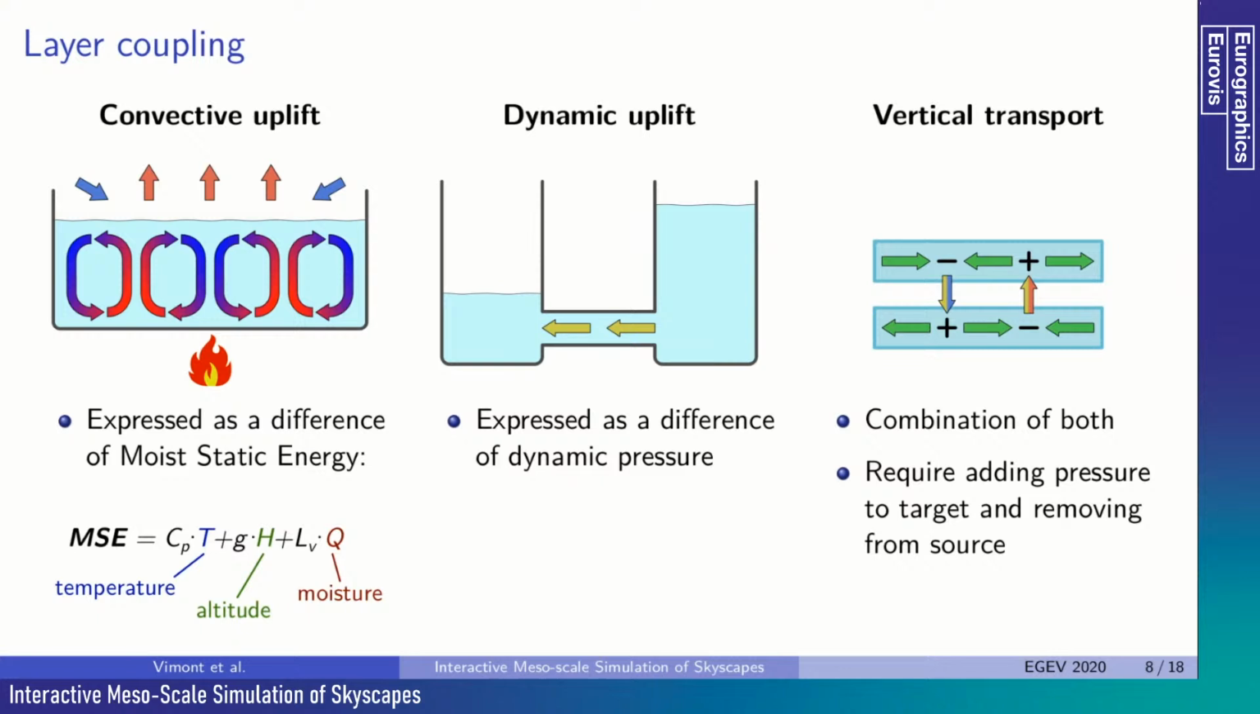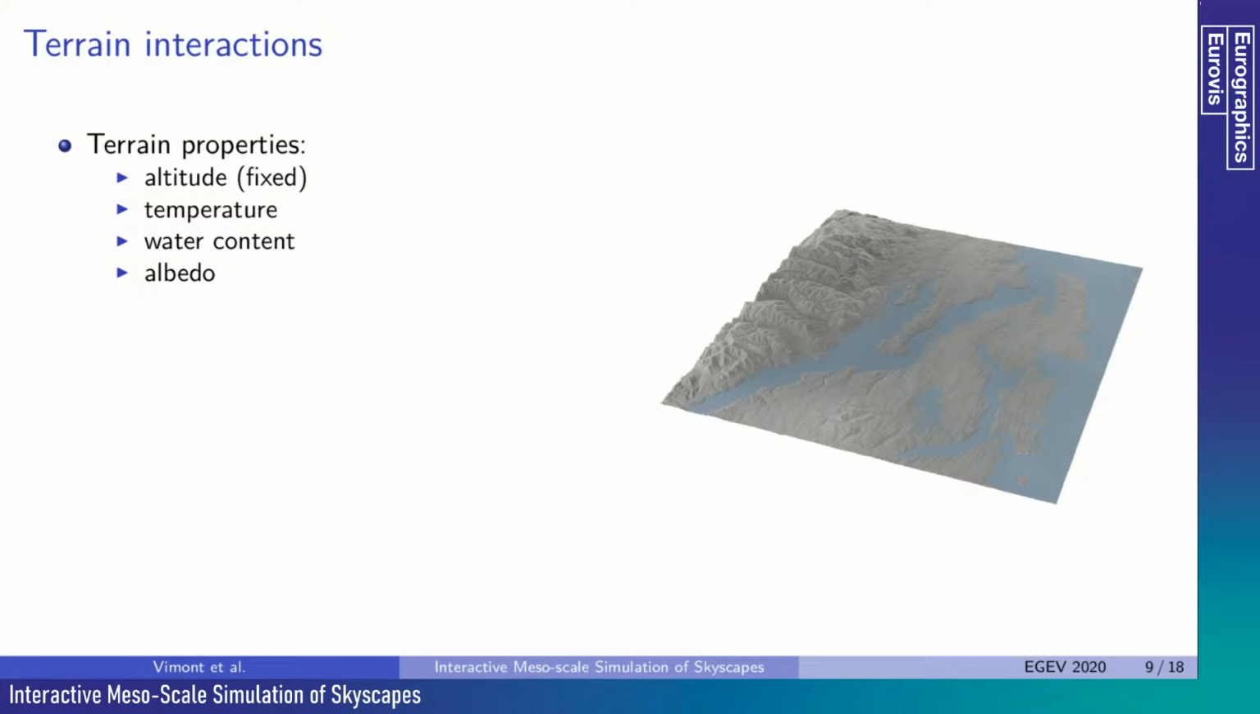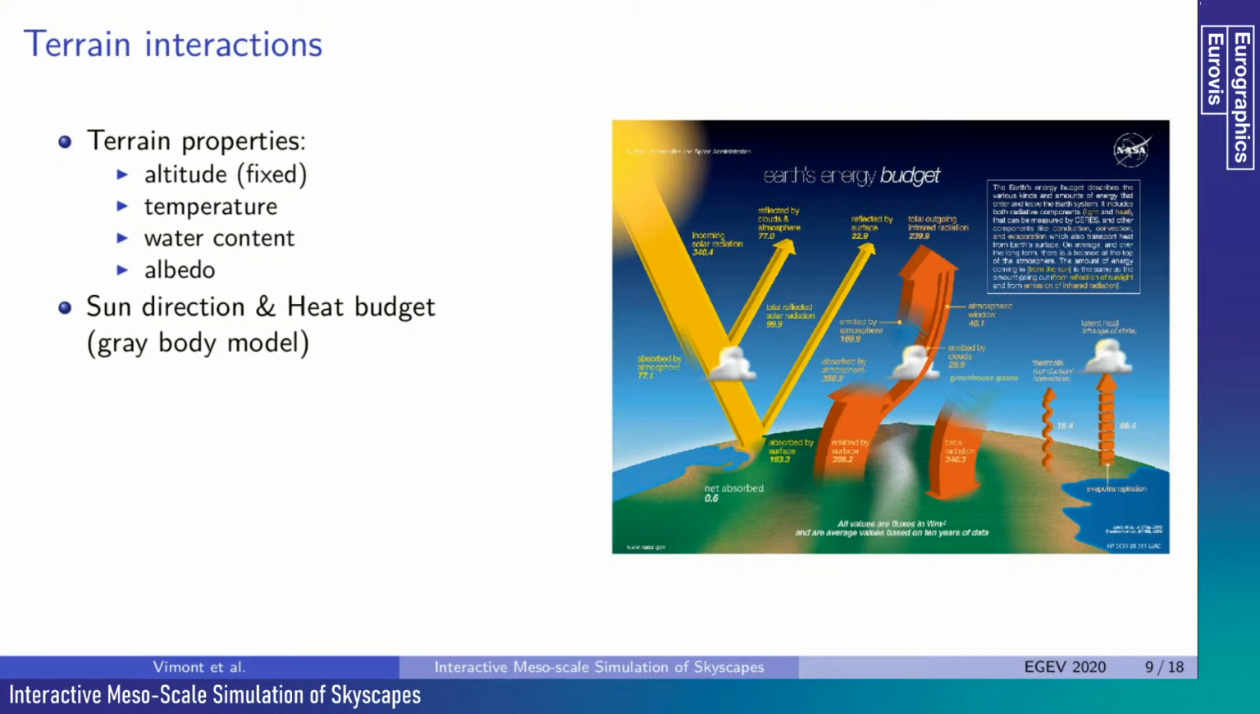Now, our atmospheric model is almost complete. All we need to add is the terrain-atmosphere interaction. A terrain is often represented with a heat map for altitude. To that, we add various fields representing temperature, water content, and albedo. We model the direction of the sun based on a simplified celestial model, and from there we use a simple gray body model for updating the terrain temperature using ray marching, which accounts for cloud shadows and self-shadowing.